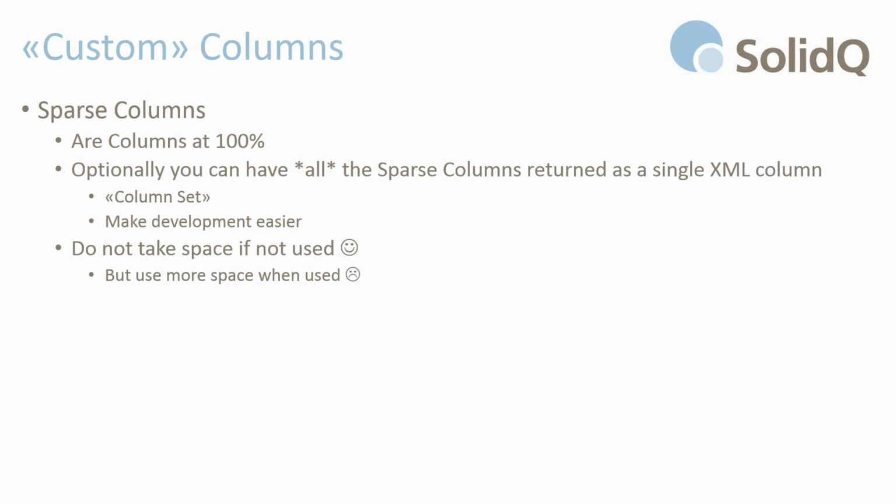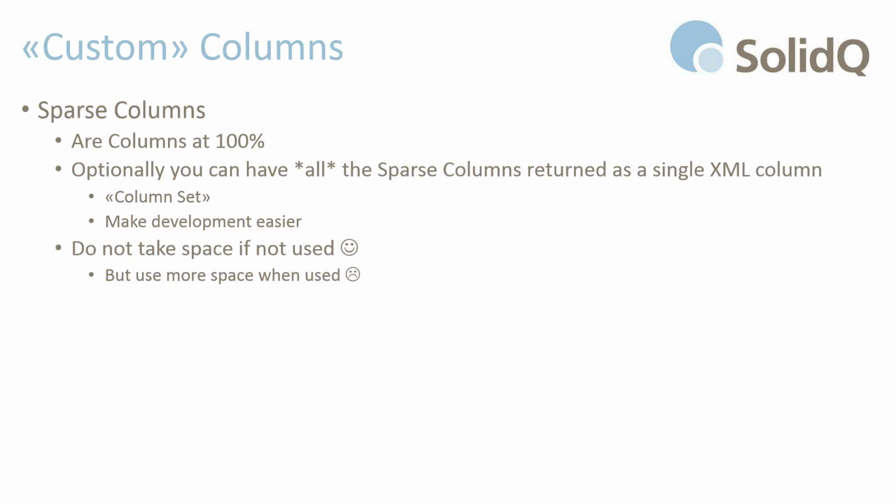It's really interesting because they are 100% columns. So from an application perspective, they are columns like any other column. And it's really interesting for the developer because all the sparse columns can be grouped together in one big XML column. So we can decide to use these columns like standard columns, or to have all their values aggregated together into one XML column called column set. We'll see it later in the demo.